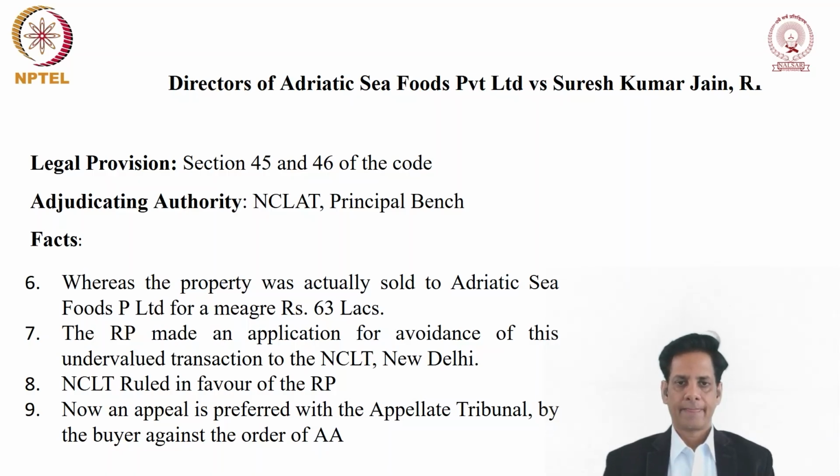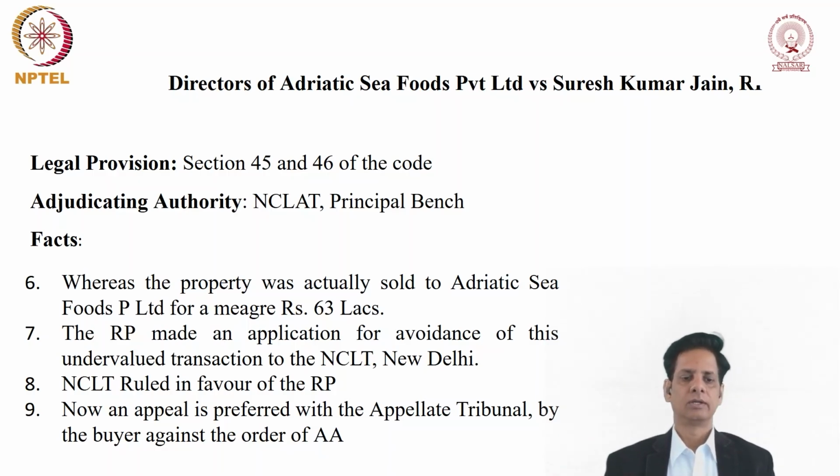That's why remember, this is a case with the NCLAT. That means it's an appeal. When RP has already got an order in his favor, he will not make an appeal. Hence, the other party against whom the order is obtained is making an appeal in court of law. Remember, corporate debtor sold the asset to Adriatic Seafoods Private Limited, and that buyer, being affected by the order of the NCLT, made an appeal to NCLAT and asked for an appropriate relief against the liquidator or the resolution professional Suresh Kumar Jain. Point number 8, NCLT ruled in favor of RP.